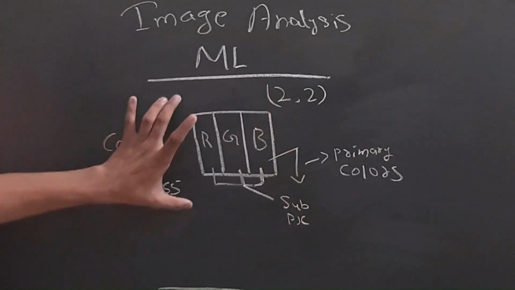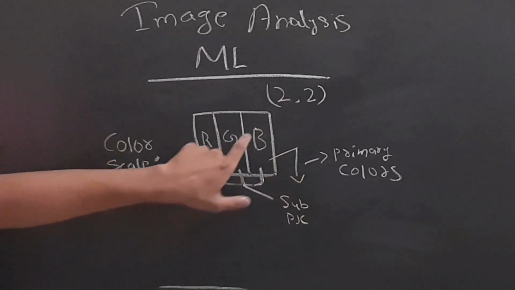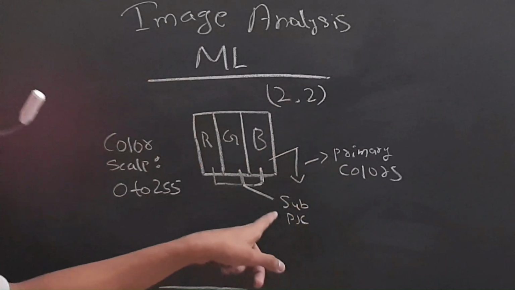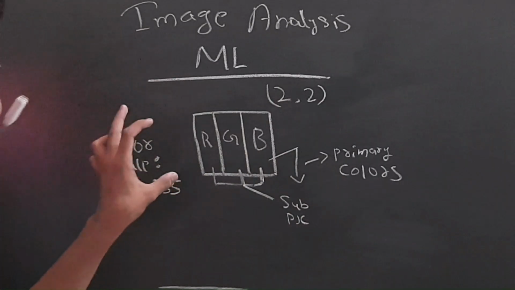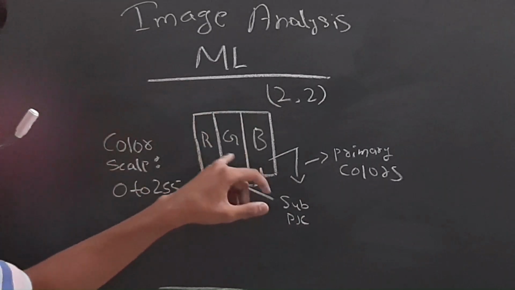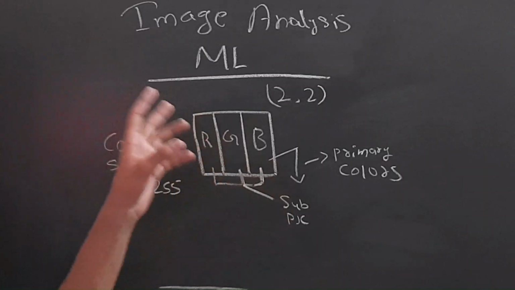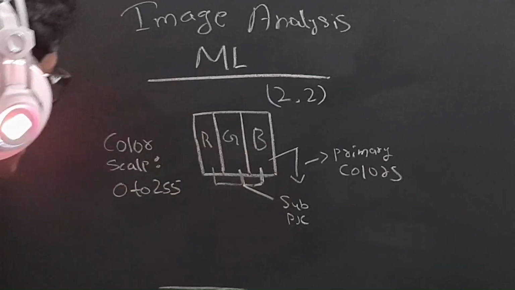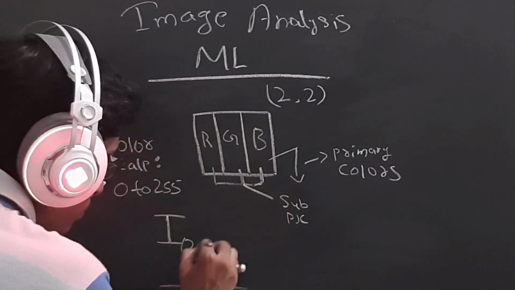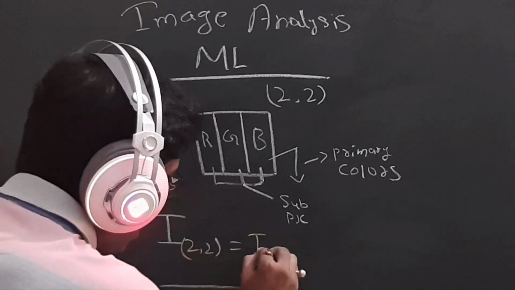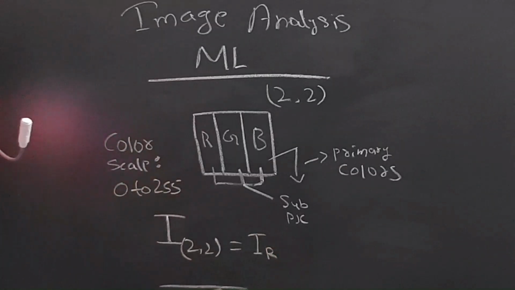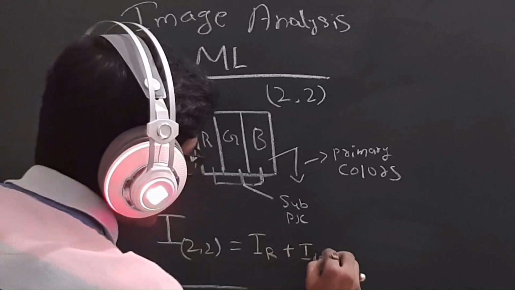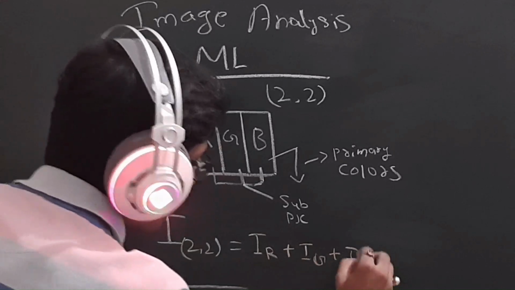Okay, now we know that a pixel has three colors. Those are primary colors, and those primary colors are known as subpixels. The pixels are divided into three subpixels: red, green, and blue. And the intensity of red, green, and blue decides the intensity of the pixel. So this is formulated as I(2,2) equals IR, the color intensity of red, plus the color intensity of green plus the color intensity of blue.